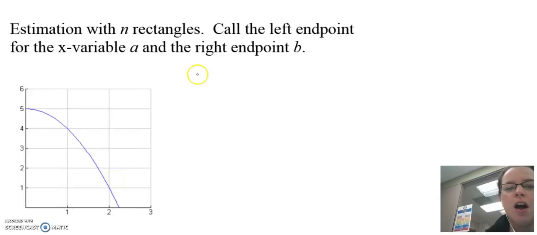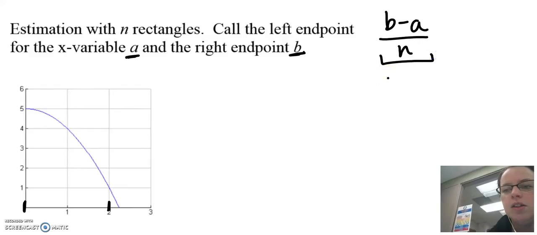If I think about calling the left variable a, so our starting point, and our right endpoint b, then the width of each partition is going to be b minus a divided by the number of rectangles that I want. So this creates the width of one rectangle. Well, then to get the height of each rectangle, let's just pretend that this was whatever our arbitrary width is. So this is b minus a over n.